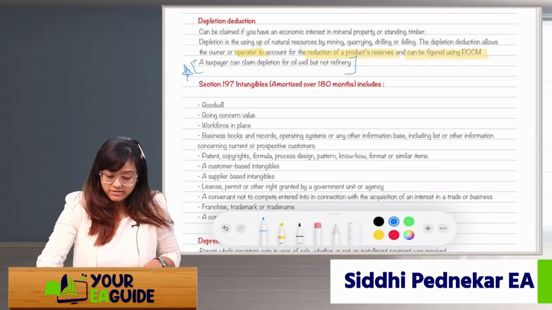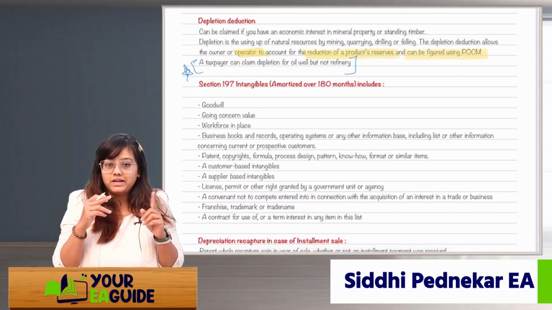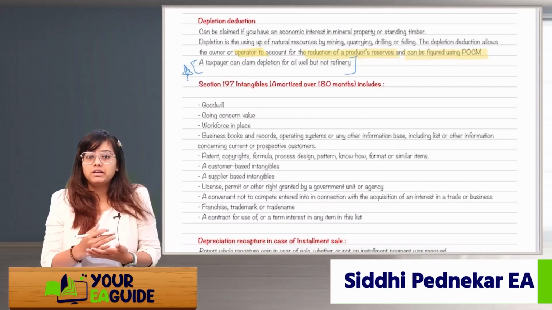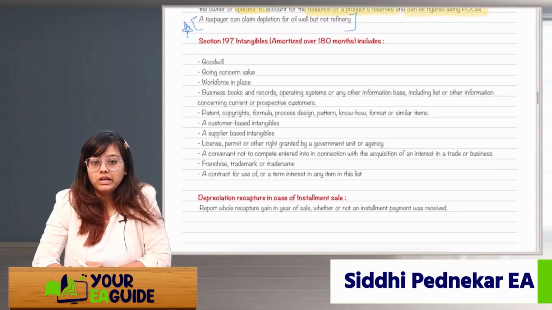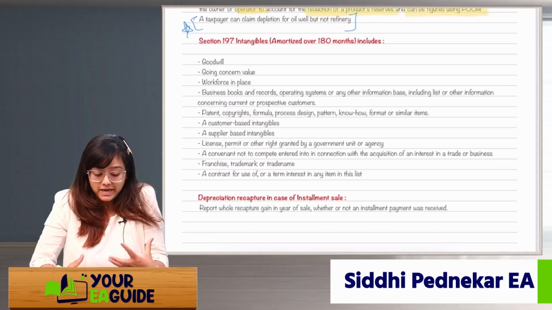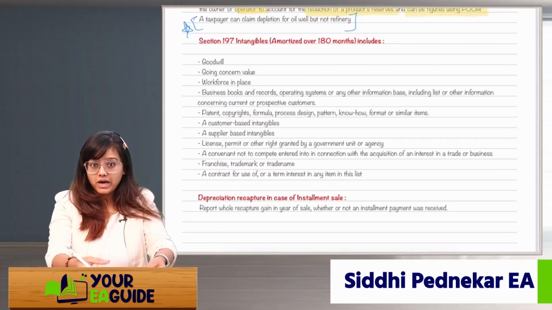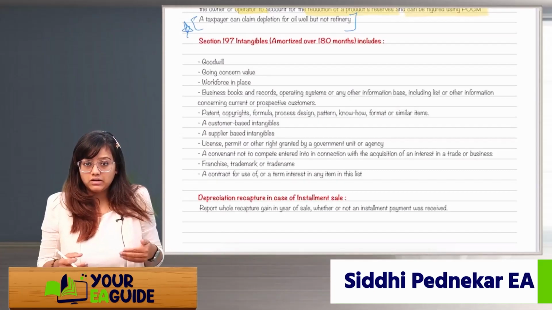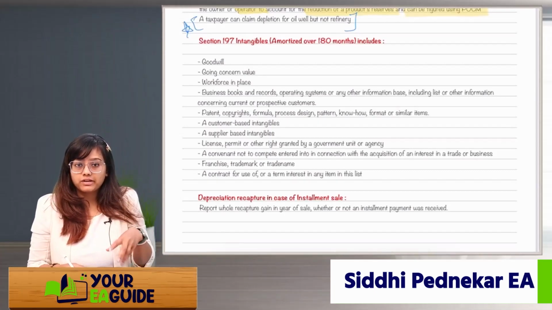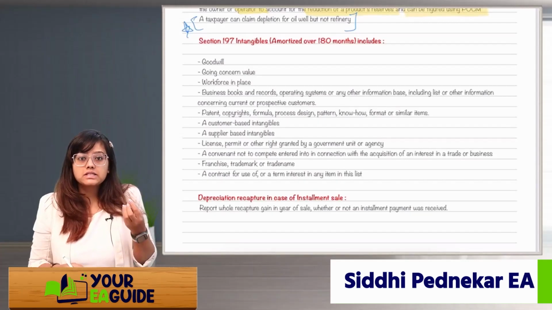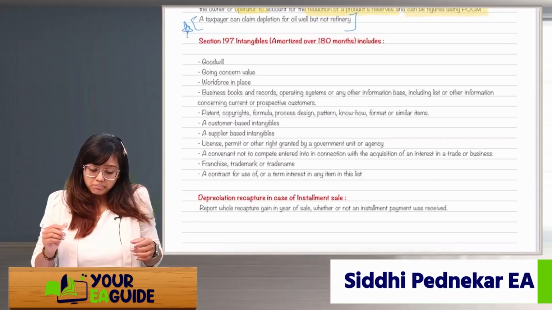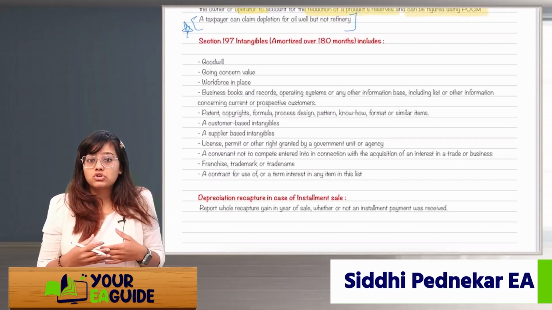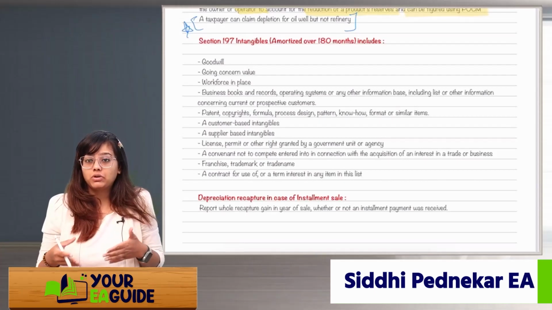Next is section 197. 179 is clear. It's now 197. That is nothing but the intangible. What will be included in intangible? It will be goodwill, going concern value, workforce in place. If you have acquired the workforce while acquiring the other business, and if you have paid for that acquisition of workforce in place, business books and records and operating systems or any other information base, including the list of information concerning the current and prospective customers, this all will fall under the intangibles.